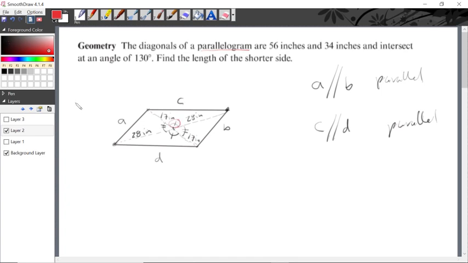So now I'm going to extract from this a triangle. I'm going to take this upper triangle right here, the one where I circled that angle, because that triangle has relevant information in it. So this is the side length C right here. This angle right here is the 130 degree angle. This side length right here is 28 inches, and this side length right here is 17 inches.